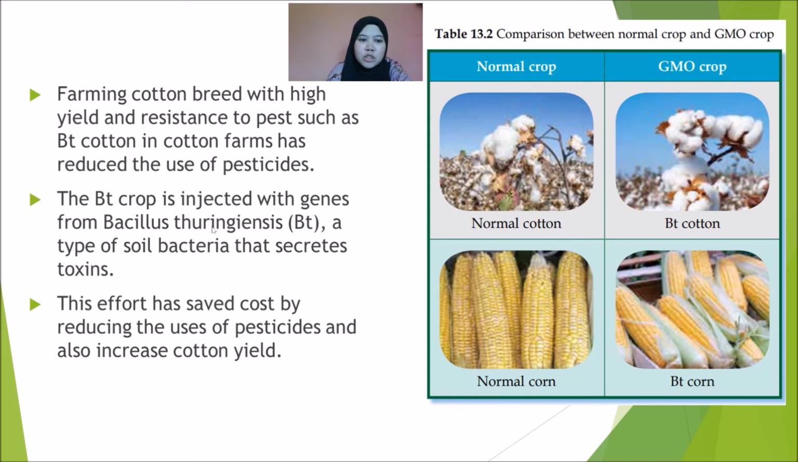Bacillus thuringiensis is a type of soil bacteria that secretes toxin. So these genes had been injected into the cotton. This effort has saved costs by reducing the use of pesticide and also increased cotton yield. So the production of new BT cotton helps us to produce more quality cotton, and also a plant with saved costs which reduces the use of pesticide.